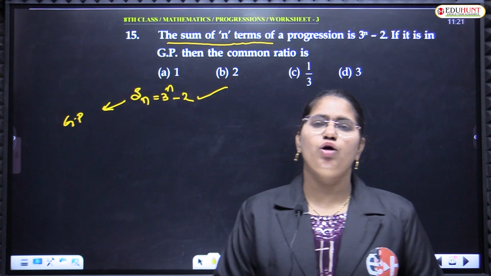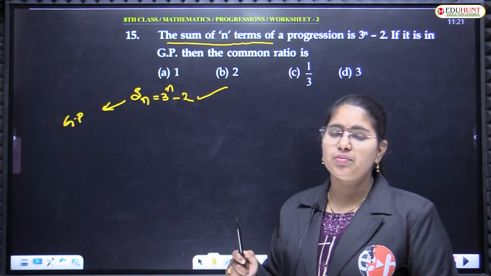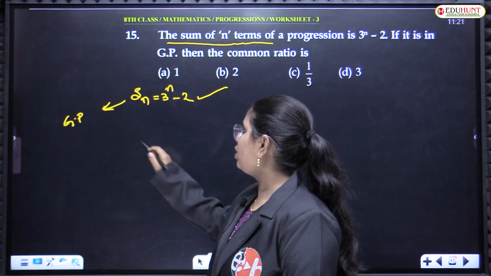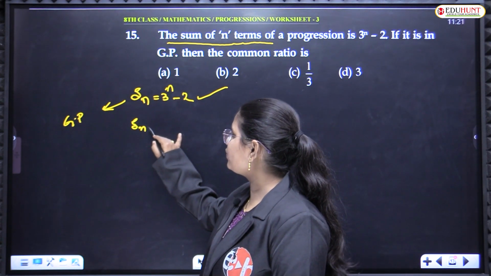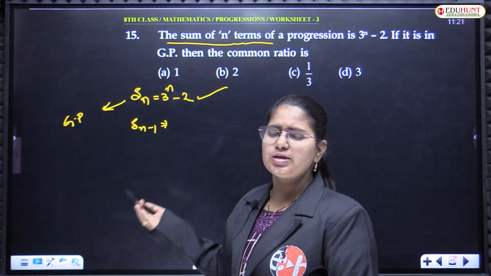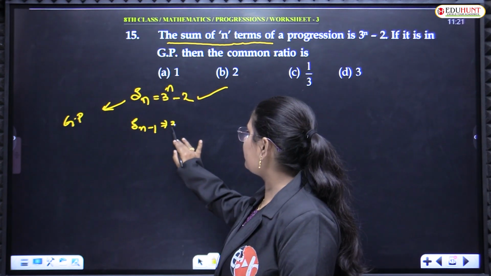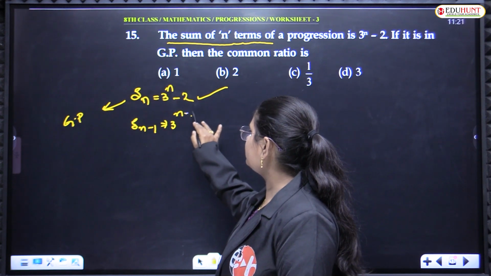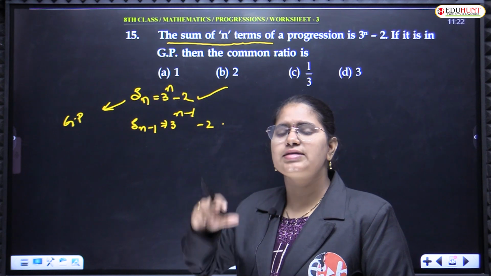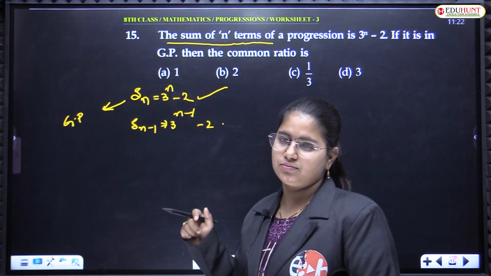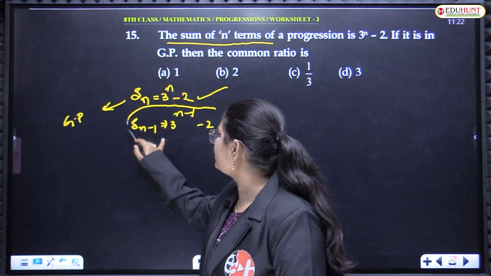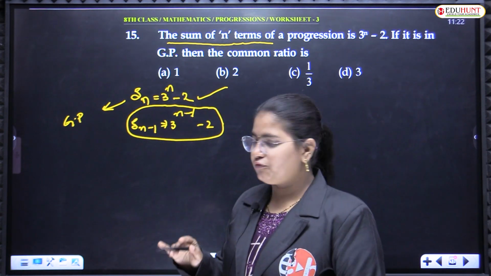It's very simple. If you have Sn, do you remember I told one example, if you have sum of n terms? How will you express Sn minus 1 from this? Sn minus 1, in the place of n you will replace with n minus 1, correct? 3 power n minus 1, minus 2. Why is Sn minus 1 required? That is the question. Why should I write this Sn minus 1?